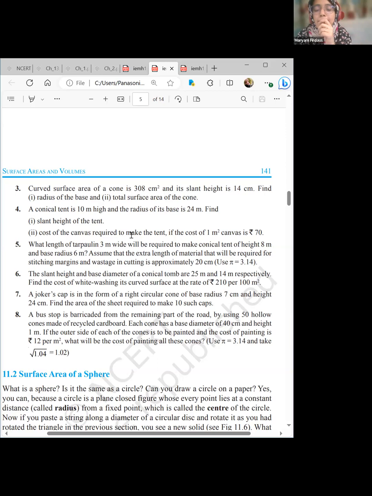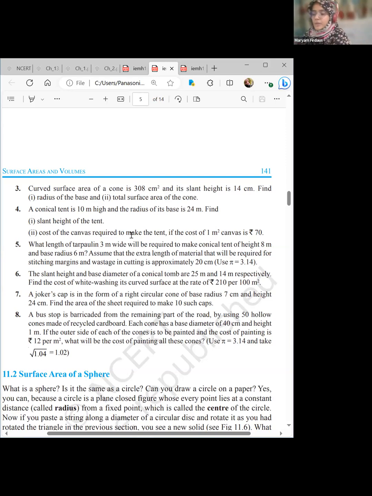Now they are saying what length of tarpaulin, this many meters wide, will be required to make this tent. Assume that the extra length of material that will be required for stitching margins and wastage and cutting is approximately 20 centimeters.